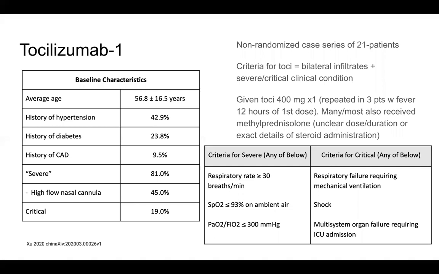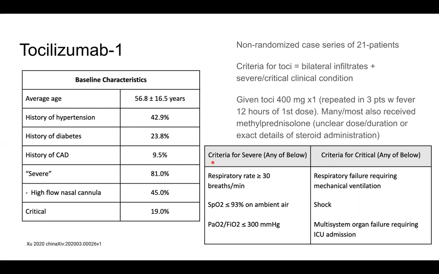The baseline characteristics of the patients are in the table on the left. You can see the average age was about 57 years, and there were a lot of comorbidities. To be included in the series, they needed to meet either severe or critical criteria. So 81% were severe, of whom 45% were on high-flow nasal cannula, and 19% were critical. The table that we've made on the bottom right shows what they used as criteria for severe.